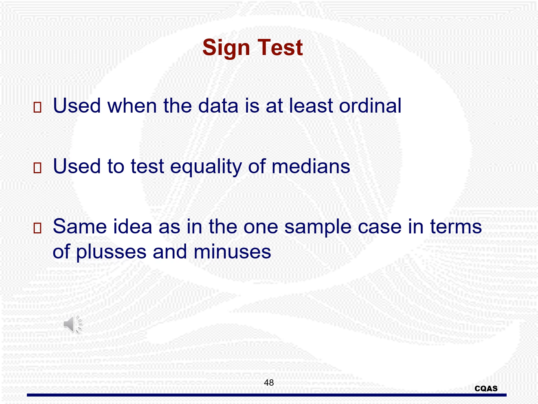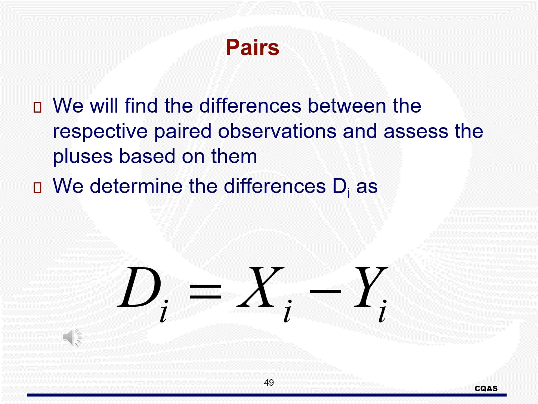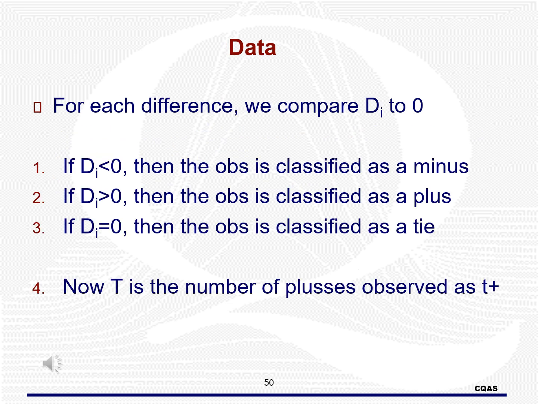The idea behind the test is the same as it was for the one sample case. We will adjust the observations so that we can count the number of pluses, minuses, and ties. We will find the differences between the respective paired observations and assess the pluses based on them. We determine the differences as seen on the screen. In order to label the differences, we will need to compare each one to 0. We label a difference a minus if D < 0. If D > 0, we define that observation as a plus. Finally, if D equals 0, we define that observation a tie. The test statistic T becomes the number of pluses. We label the observed value as T plus.